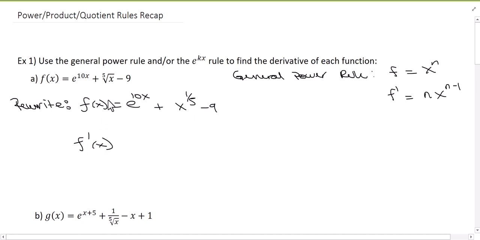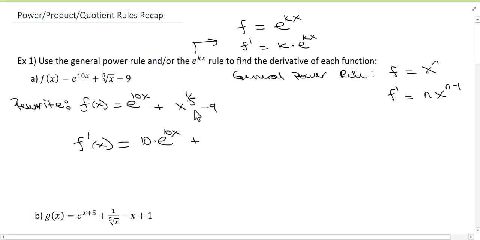So the derivative, well, this one is an exponential. So we're going to use the e to the kx rule. This one says that if f is e to the kx, then the derivative is k times e to the kx. One way I think of it is you get the exponential back times the derivative of the exponent. And so here, this is going to be 10 times e to the 10x. You get the exponential back, and then times the derivative of 10x, which is 10, or times that constant in front of just the x.